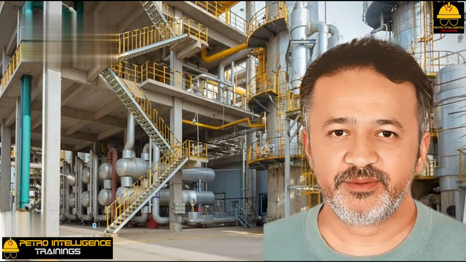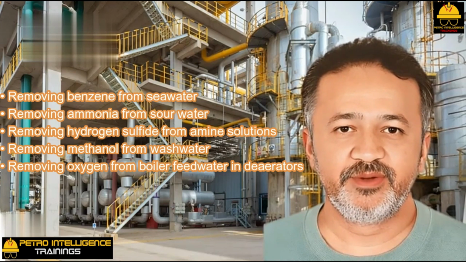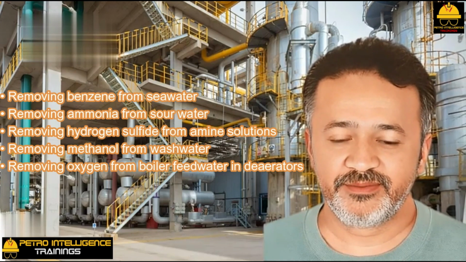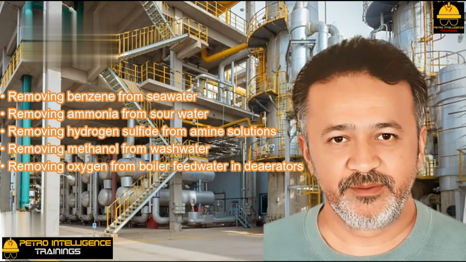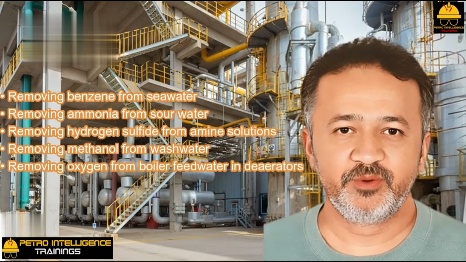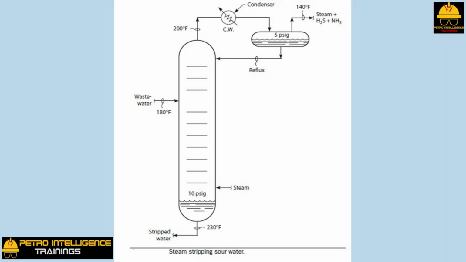Steam stripping water. So far, we have been discussing the stripping of hydrocarbons. But of equal importance is steam stripping of aqueous streams such as removing benzene from seawater, removing ammonia from sour water, removing hydrogen sulfide from amine solutions, removing methanol from wash water, removing oxygen from boiler feed water in deaerators. This picture shows a simple sour water stripper. The steam is used to remove NH3 and H2S, dissolved in the waste, or sour water.